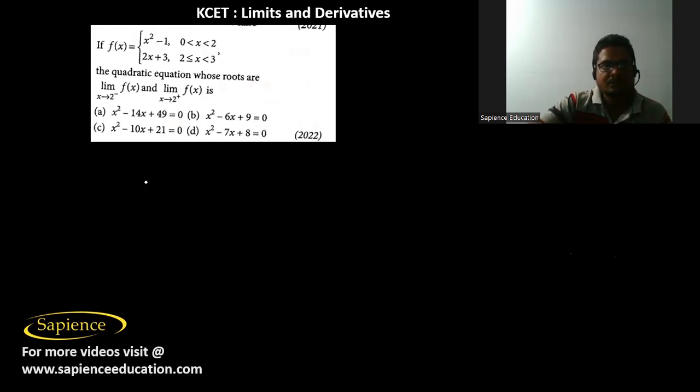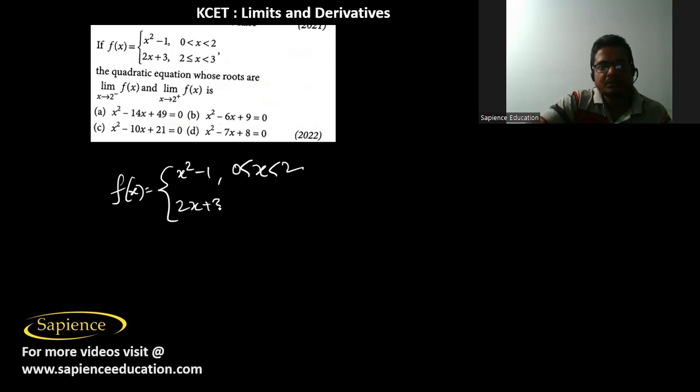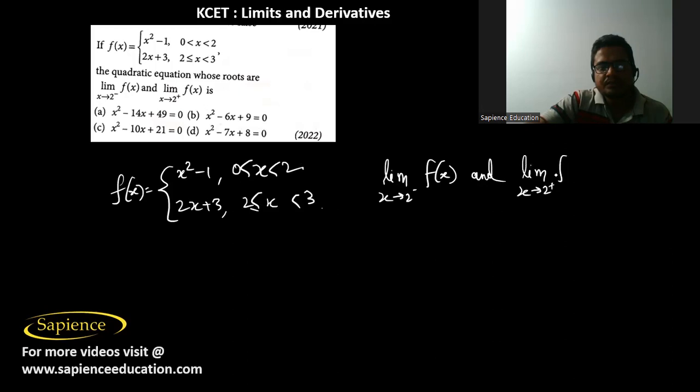Then here it is told that the function f of x is defined as x square minus 1 when x is greater than 0 but less than 2, and it is equal to 2x plus 3 when x is more than or equal to 2 but less than 3. Then the quadratic equation whose roots are limit x tends to 2 minus f of x and limit x tends to 2 plus f of x is how much?